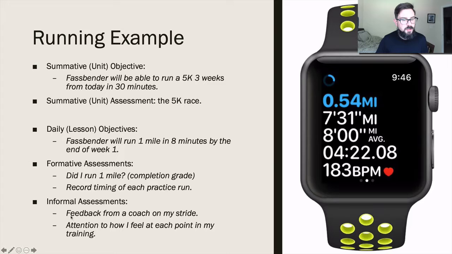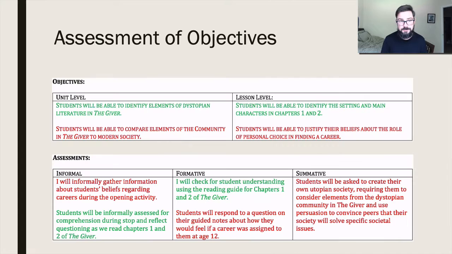My informal assessments could be feedback from a coach on my stride, if they just watch me and observe, and then provide me with feedback on what it looks like when I run. I might also attend to how I feel. Maybe I get tired after half a mile. Maybe that was because I ate a whole bowl of pasta right before I ran. That's really useful information if I'm going to eventually run that 5K: not to eat a giant bowl of pasta on the day of my race. All of these assessments are supposed to provide me with the feedback I need to be successful on my summative assessment.